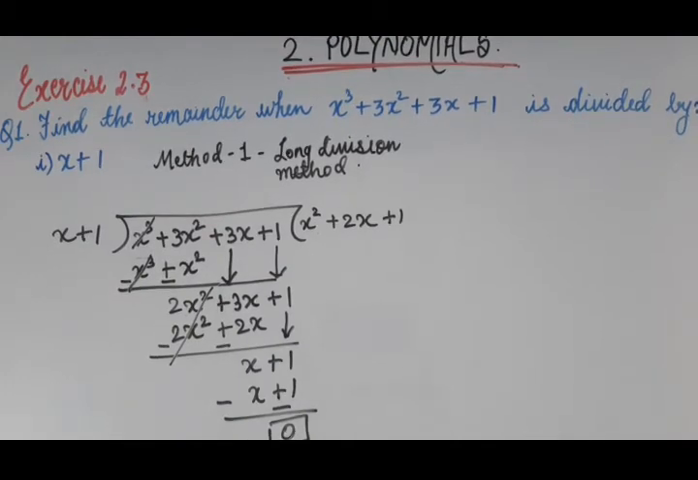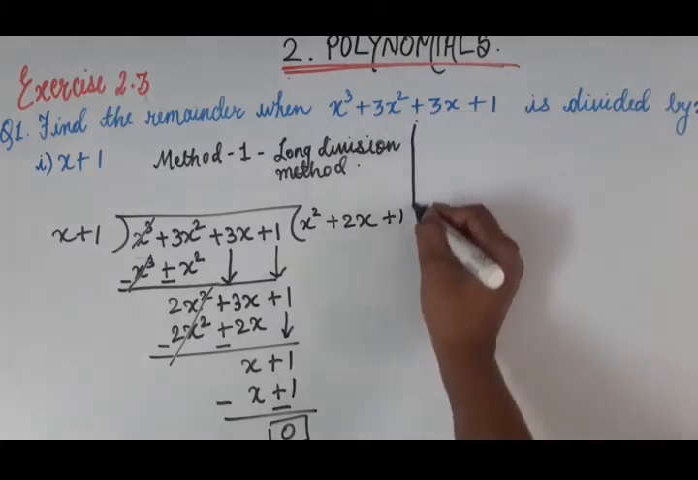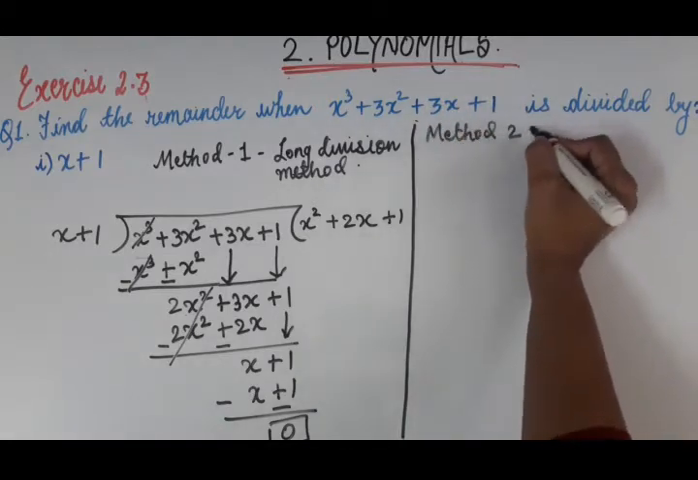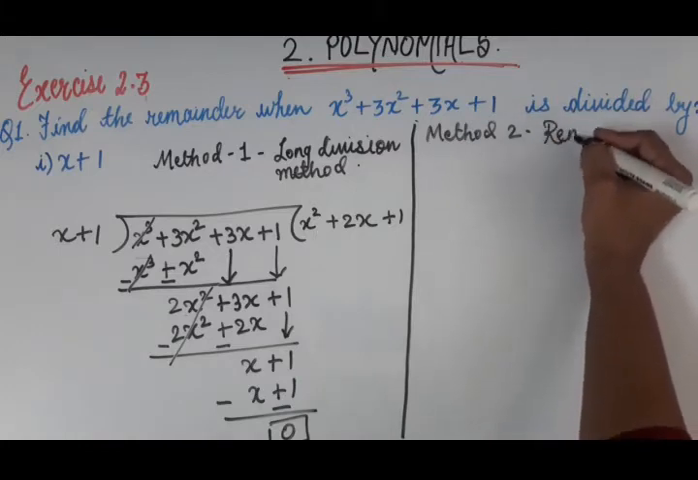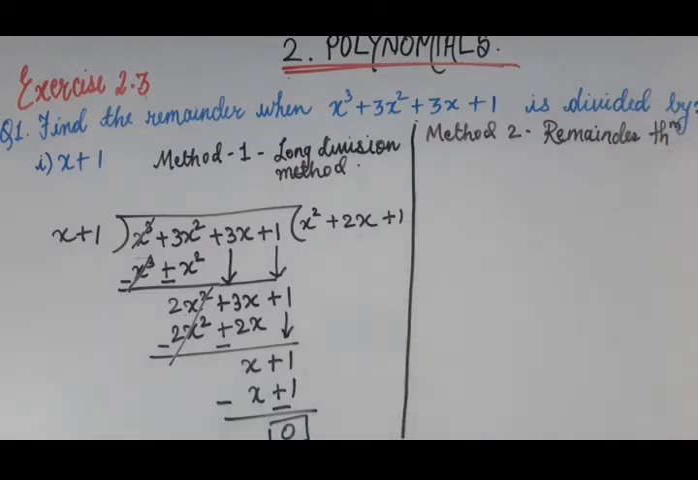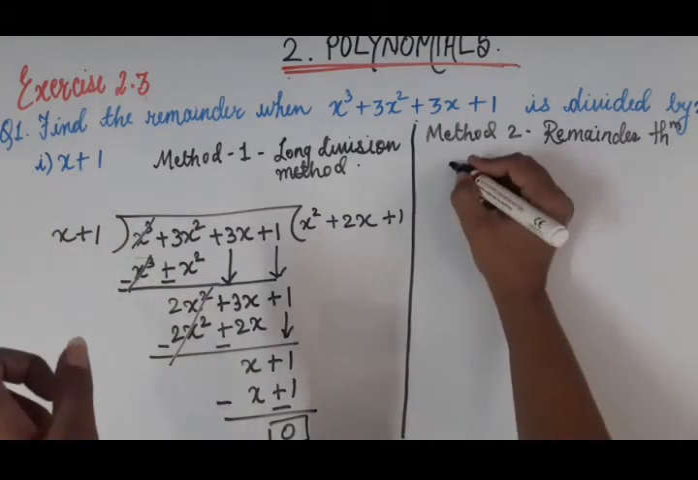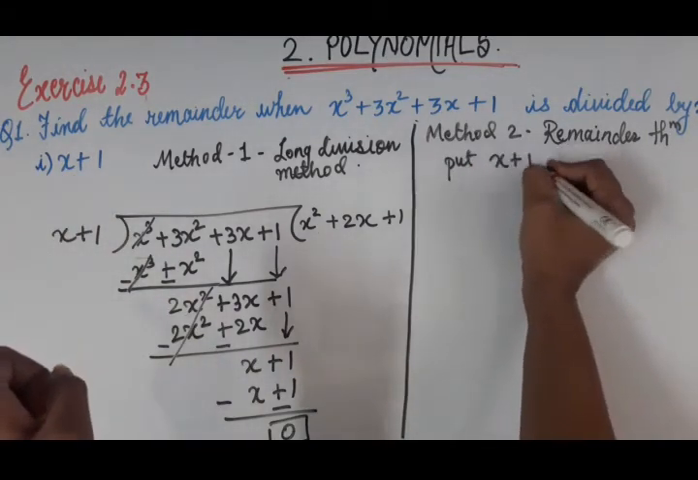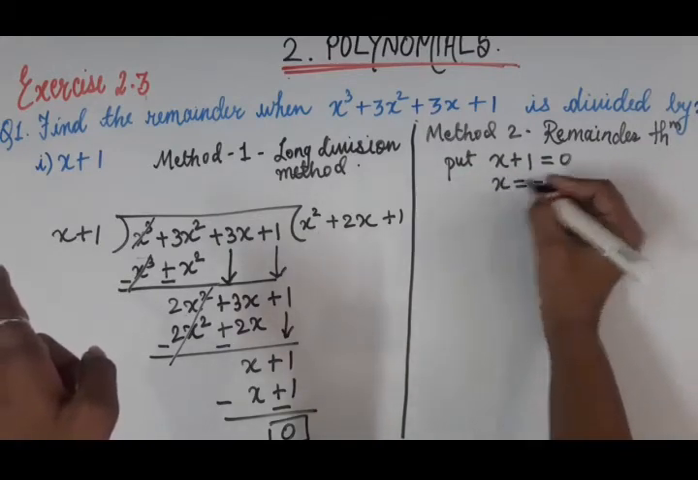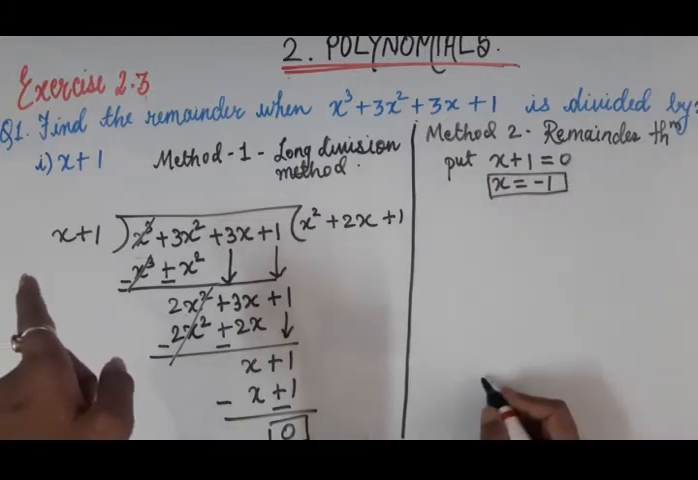Okay. Now let us do it with the second method, that is the remainder theorem. I'll do the same thing with the remainder theorem. So method 2, the remainder theorem. In the remainder theorem, what do we do? We find the zero of the divisor. What is our divisor? x plus 1. So put x plus 1 equal to 0 to find its zero. So what will be your x? Minus 1. So minus 1 is the zero of your divisor.